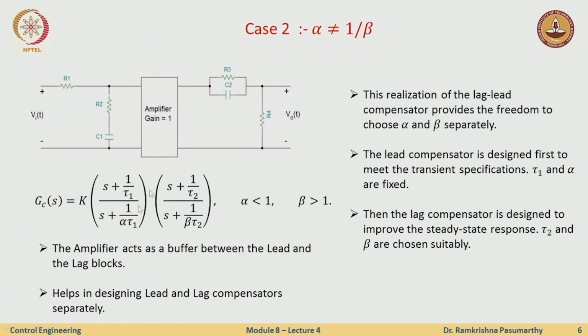This amplifier acts as a buffer between the lead and the lag and helps in designing the lead and the lag separately. So here I can choose tau 1 and alpha independently of tau 2 and beta, and I still have to satisfy that alpha should always be less than 1 and beta should always be greater than 1.